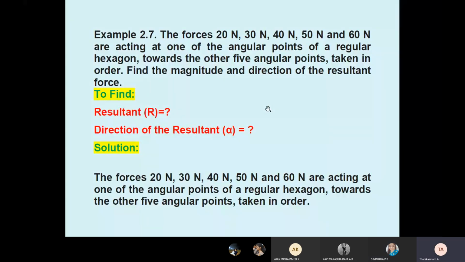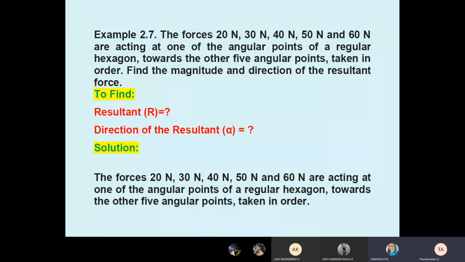Can you read this problem? Yes, sir. The forces 20 Newton, 30 Newton, 40 Newton, 50 Newton, and 60 Newton are acting at one of the angular points of a regular hexagon towards the other 5 angular points taken in order. Find the magnitude and direction of the resultant force.